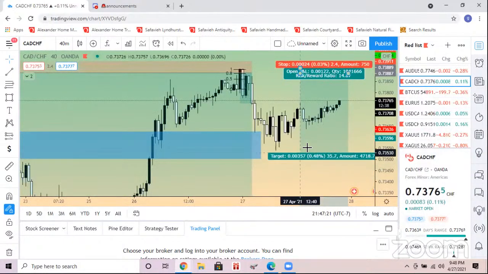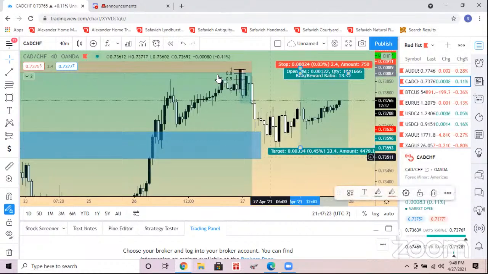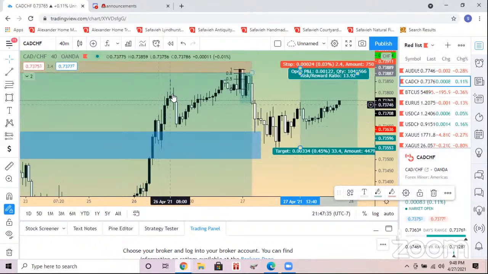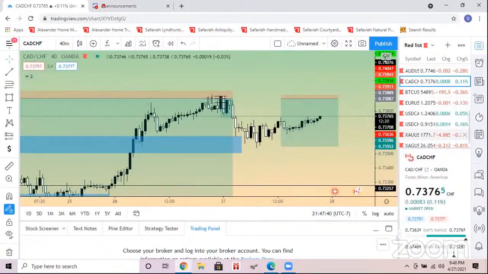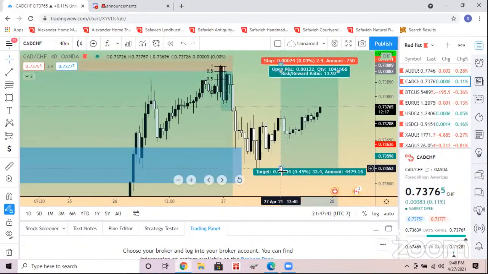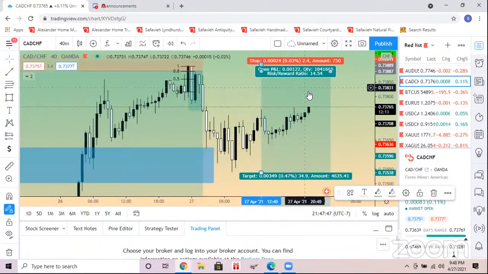Keep in mind, if I was in this first one, I would be risk-free already. So I can enter again if I want to. And I probably would have taken partials because it did break this structure right here. But yeah, so if you're looking to enter right now, you're looking at just to the low, 14 to 1 from that 80%.